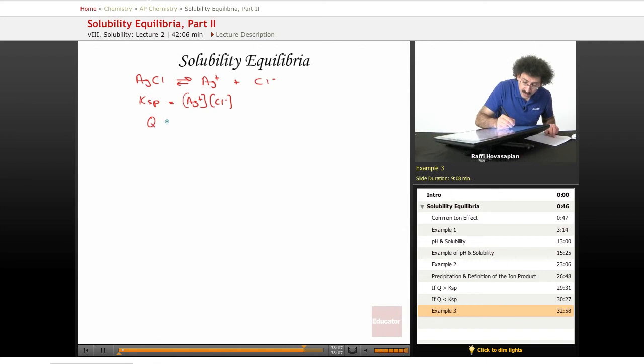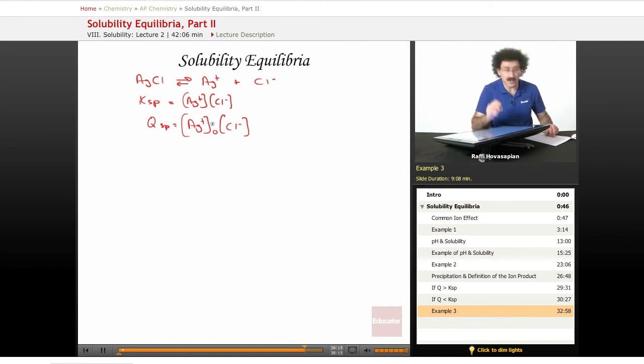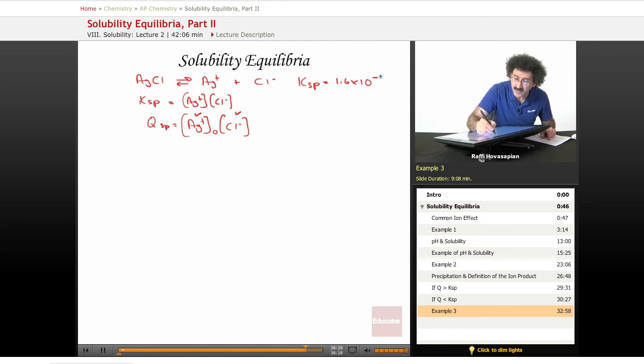Our QSP is equal to the initial concentration of Ag times the initial concentration of Cl. It's the same as that except initial concentrations. Now let's calculate this. We'll multiply them together. We'll see what we get. Let's rewrite the KSP on this page. KSP equals 1.6 times 10 to the negative 10 for our reference. Okay, let's go ahead and move on to blue.